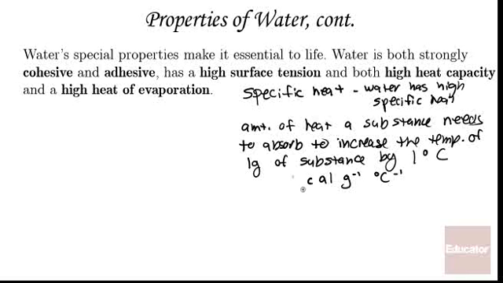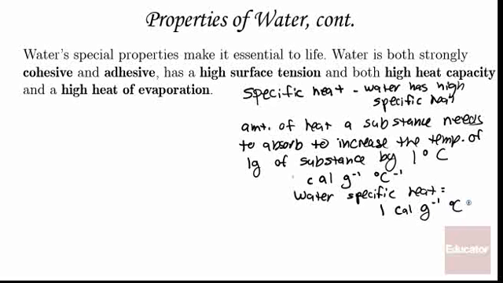The specific heat of water is 1 calorie per gram per degree Celsius. And that is actually a relatively high specific heat.